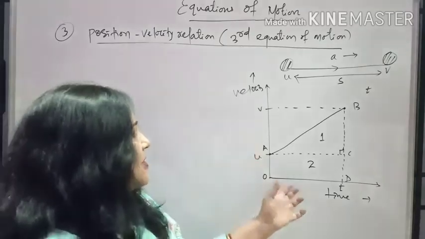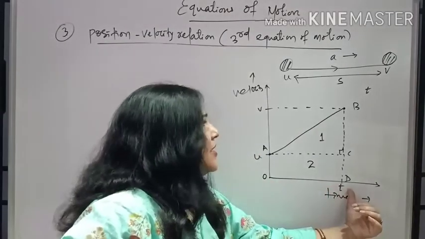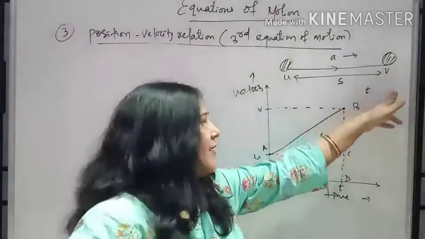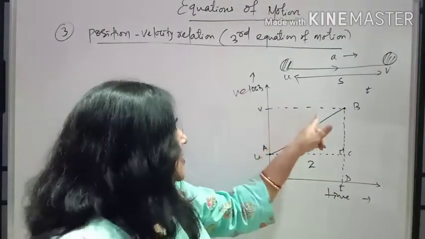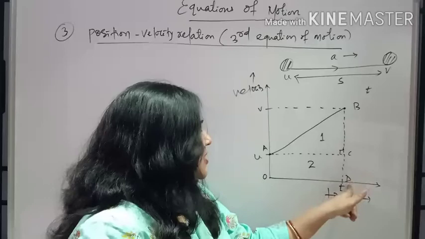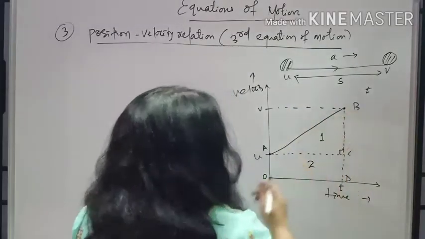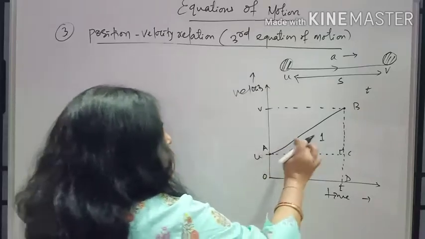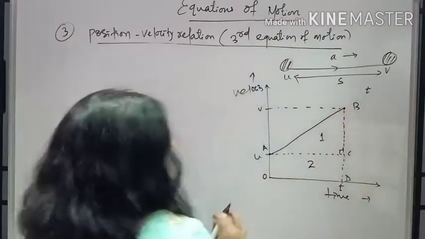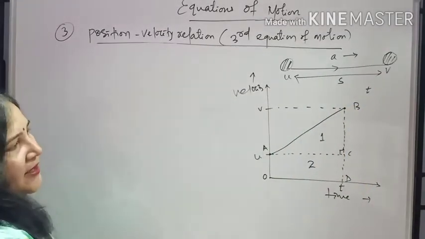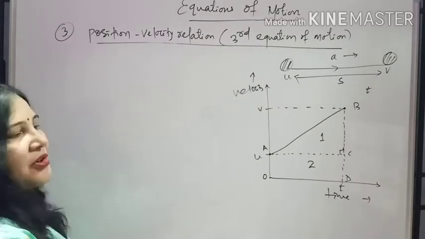Now after t seconds, when the time equals t, what is the velocity acquired? That is v. So in time t, this is the velocity, and that point I have marked as B. Now when I join A to B, this becomes a straight line inclined to the time axis. So this is the graph part.